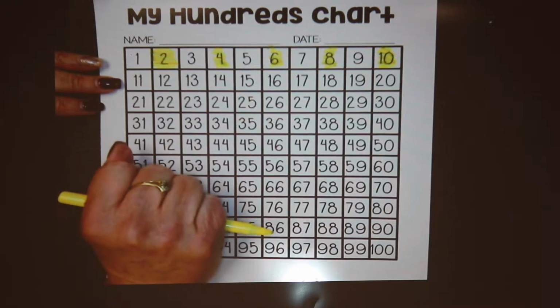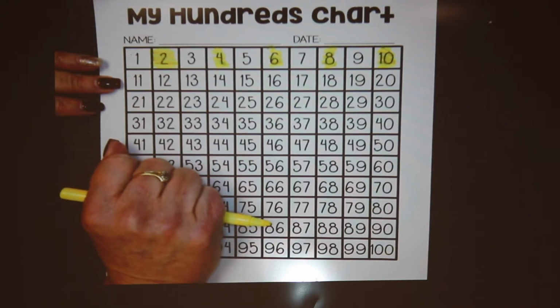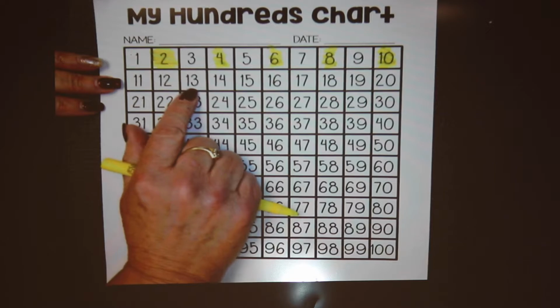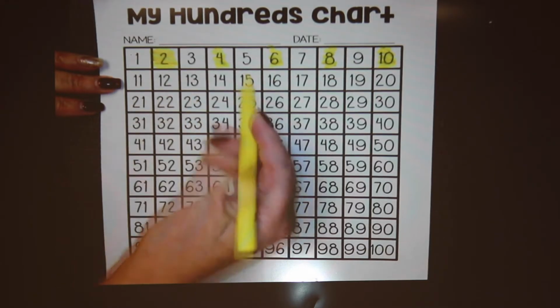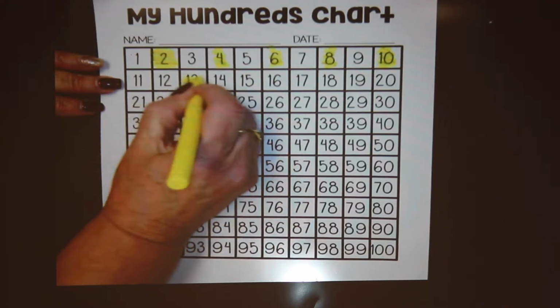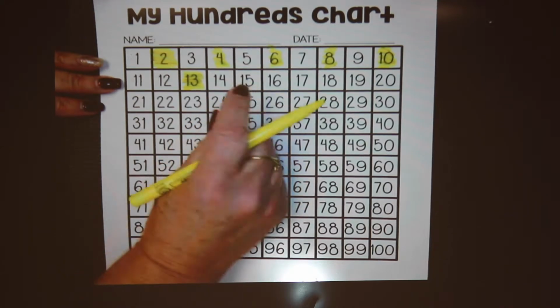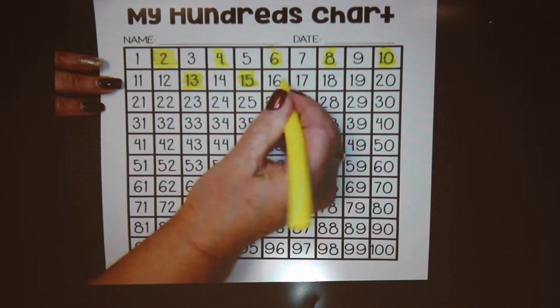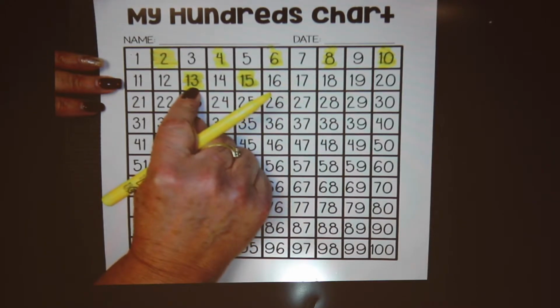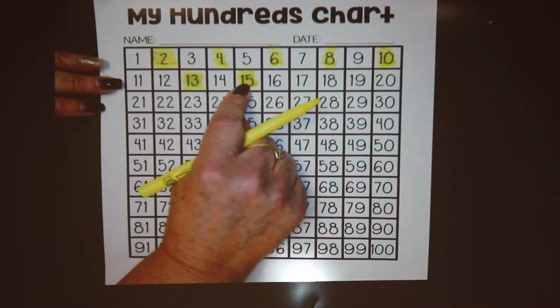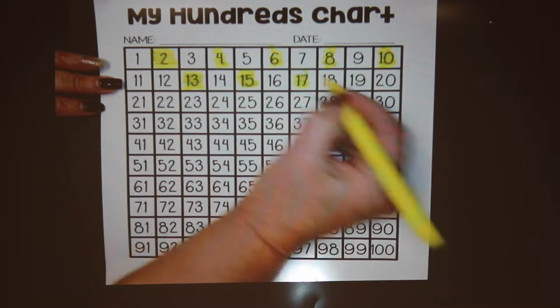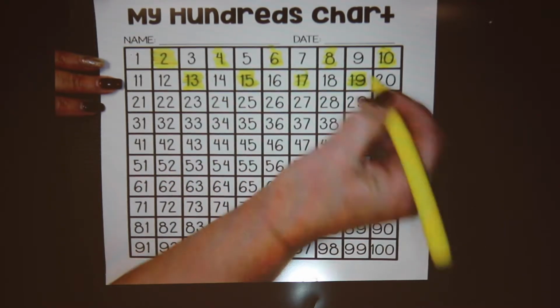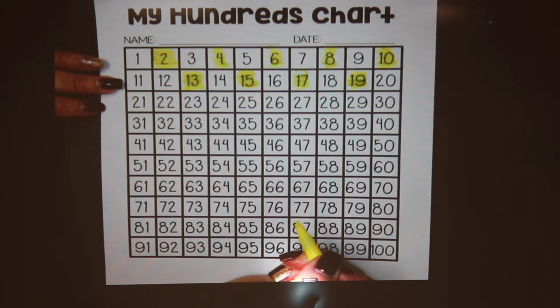Now, I can just pick any number to start with. So I could start with 13 if I wanted to. And if I follow the same pattern, I'm going to skip this number, then do this one. So I could still skip count by twos, but starting at 13. 13, 15, 17, 19. That would be skip counting by twos.